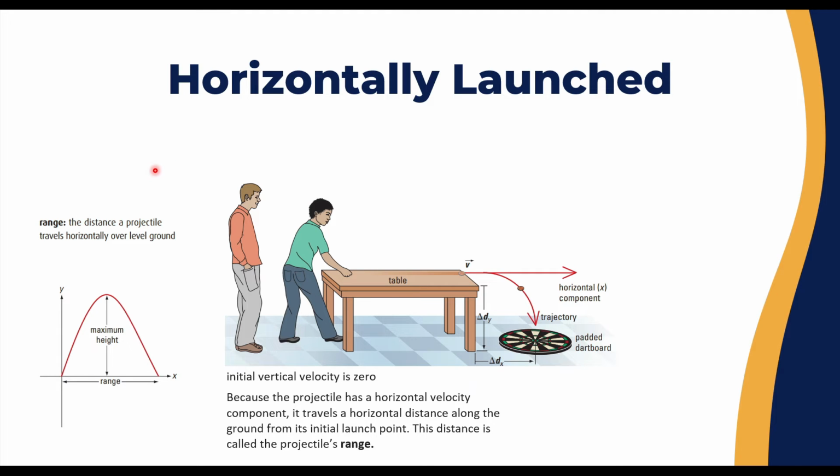The range is the distance that the projectile travels horizontally over level ground. If that's complicated, look at this table. You roll a coin, keeping it going in a straight line in the positive x direction, or to the right. The moment it leaves the table, it starts to fall down to the floor. Then how far did it go along the x-axis from the moment it left the table, which is here, to the moment it hit the floor? That's delta x, which we call the range, or the distance the projectile traveled horizontally.